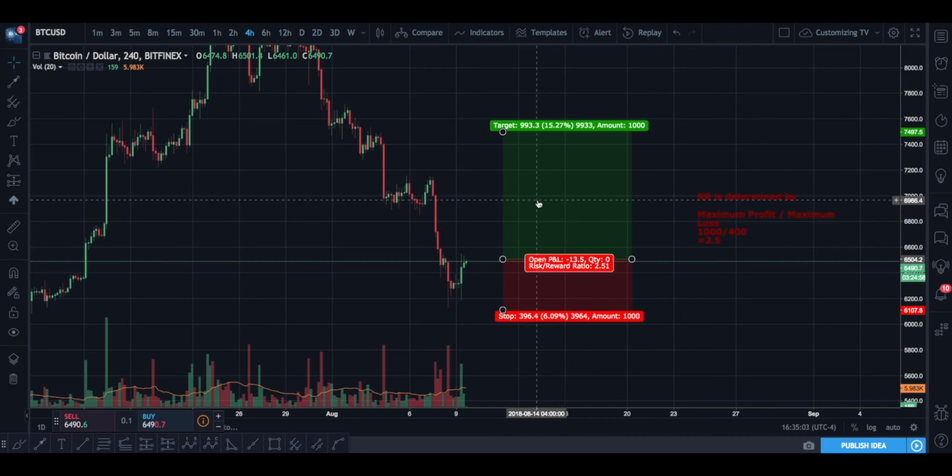And let me give you an example. For me personally, I rarely take risk to reward ratios under 1.5, right? And I'll be much more attracted to trades that are at 2.5 or above.